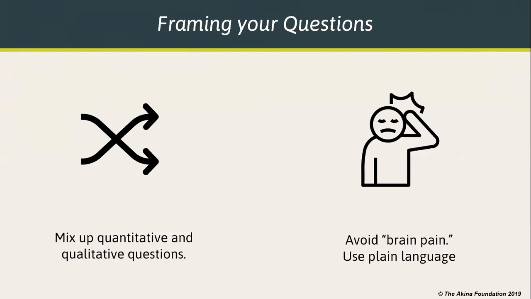And avoid brain pain. Use plain language. Think about your audience and what barriers they might face to being able to answer your survey. Are there language barriers? Are there literacy barriers? Are there other technology barriers, cost barriers? And don't ask complex questions that respondents can't understand.